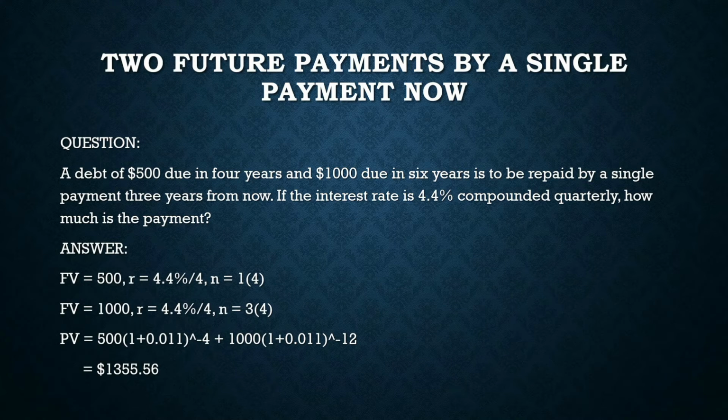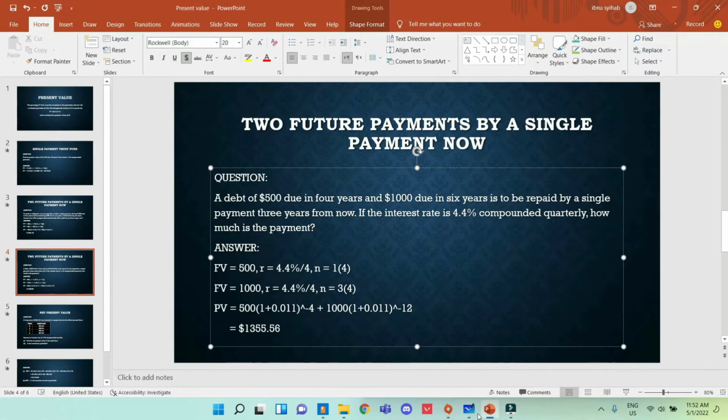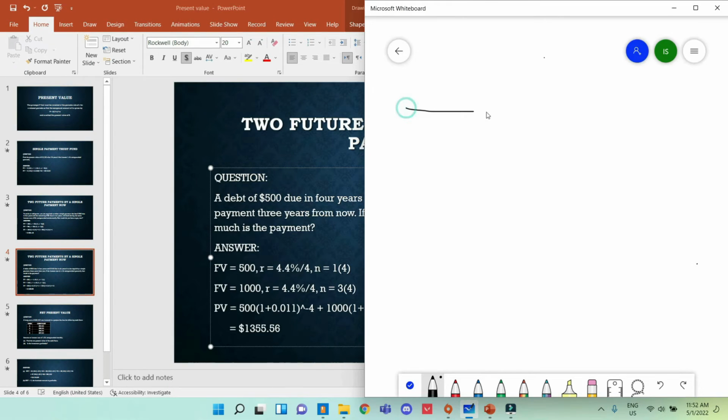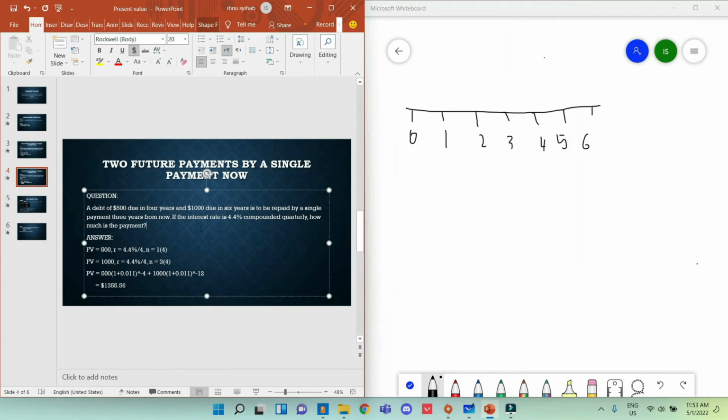I will expand into a graph. We draw the graph. 0, 1, 2, 3, 4, 5, 6. The question is 500 due in 4 years, 500 due in 4 years, and 1,000 due in 6 years.